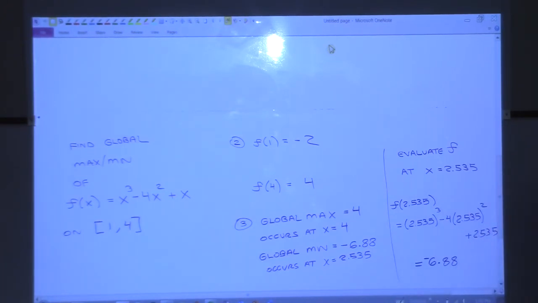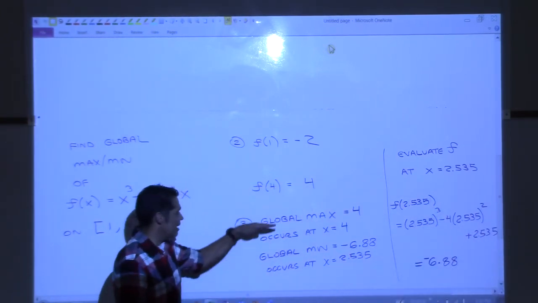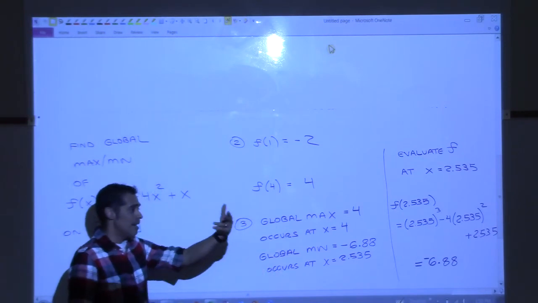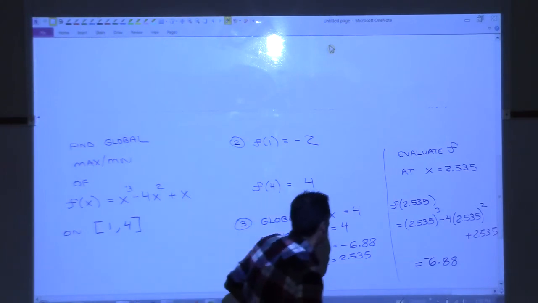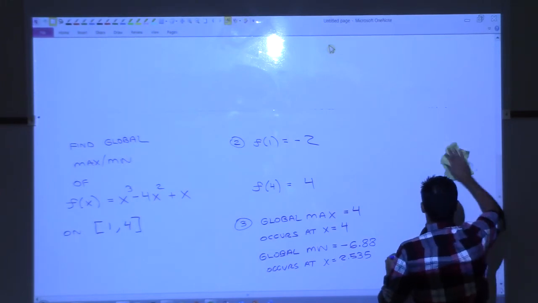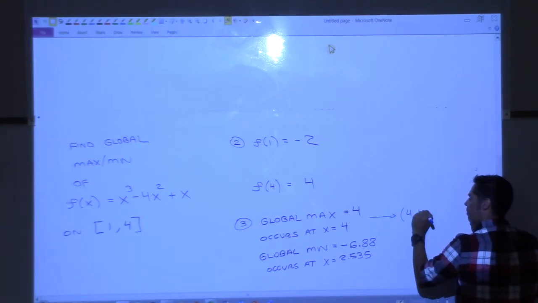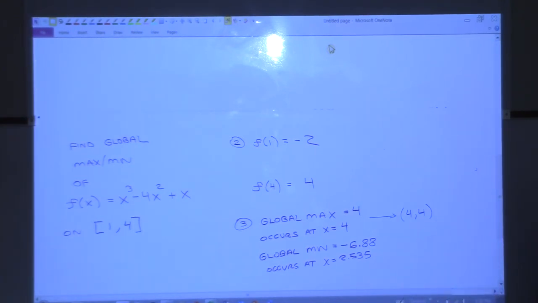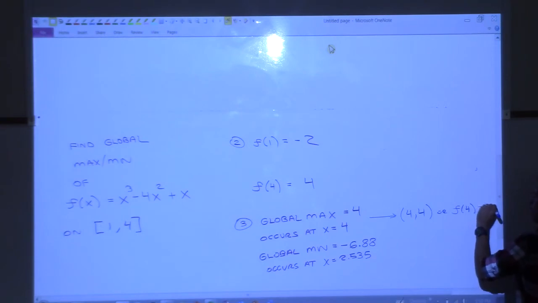Yeah, so what I prefer on the tests, all right? What I prefer is for you not to write this. I prefer you write it either as an ordered pair or in functional notation. Let me show you what I mean. So I would prefer this, that instead of writing that, you write this. Global maximum, all you have to do is this. Just give me the ordered pair. Input, output, right? Or if you don't like that, you could do f of 4 equals 4. Okay? That tells me the input and output also, right?